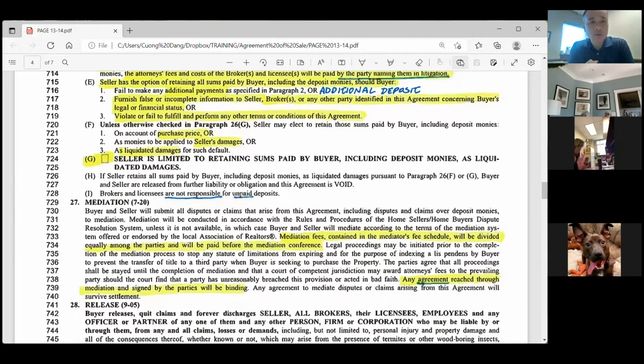26H. If seller retains all sums paid by buyer, including deposit monies, as liquidated damages pursuant to paragraph 26F or G, buyer and seller are released from further liability or obligation, and this agreement is void. 26I. Brokers and licensees are not responsible for unpaid deposits. Okay. So if somebody doesn't give us a deposit when they said they would, we're not responsible for that. If you want to go after the buyer, go ahead, but just put the house back on the market. Okay.